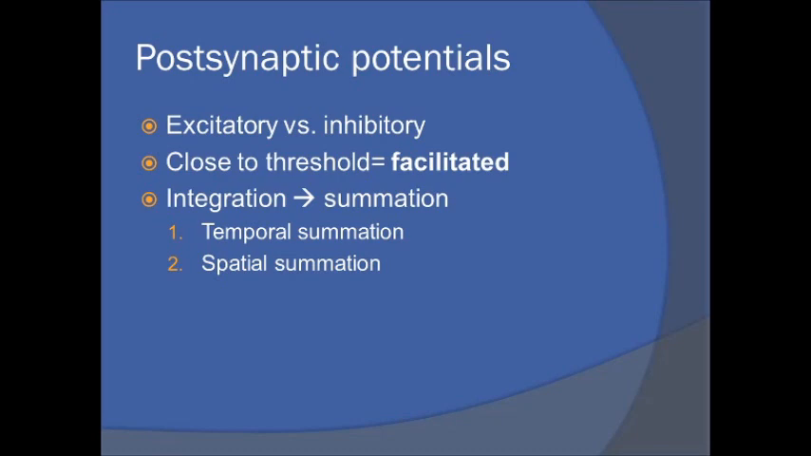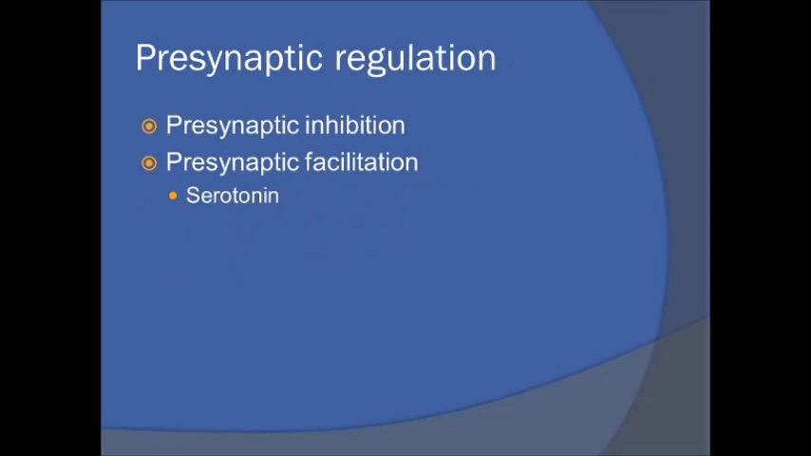When you get a lot of stimuli at one time, that's known as temporal summation. And when you have a lot of stimuli at different locations along an axon, that is known as spatial summation. Presynaptic neurons can also be regulated through inhibition or facilitation. One neurotransmitter that acts as a presynaptic facilitator is serotonin.